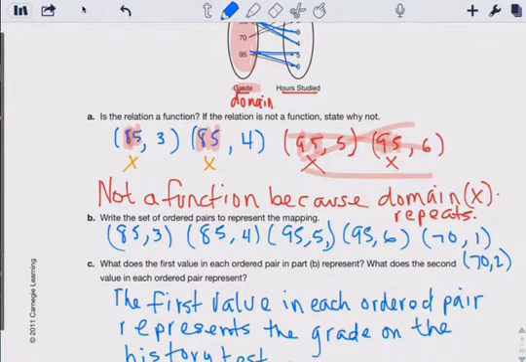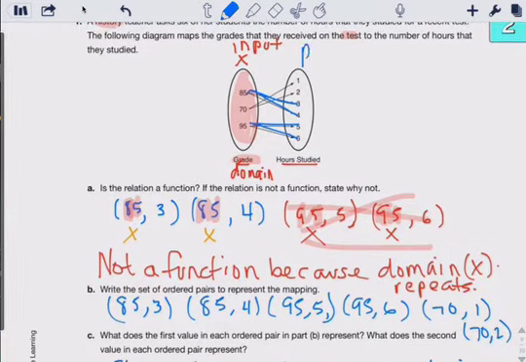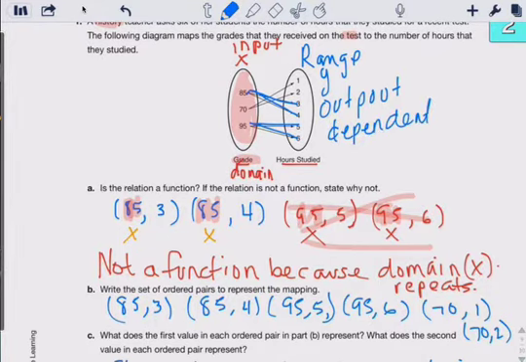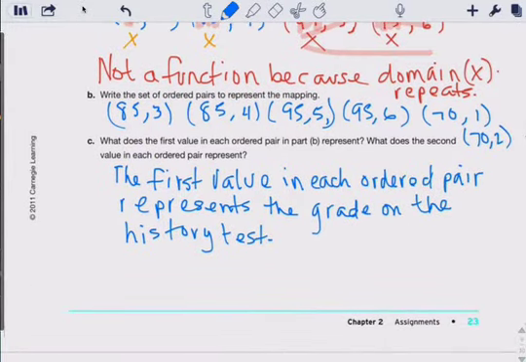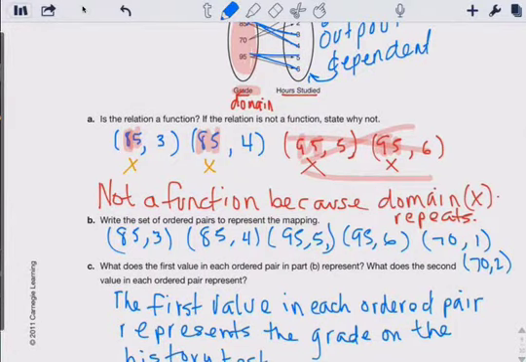The second value, the range or the y, remember, this is called the range, or the y, or the output, or the dependent variable. All those things represent the dependent, the y, basically the answer, or whatever. It could be the answer. In this case, the output is our study.